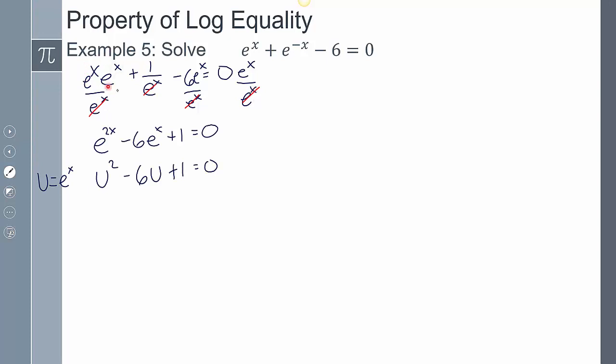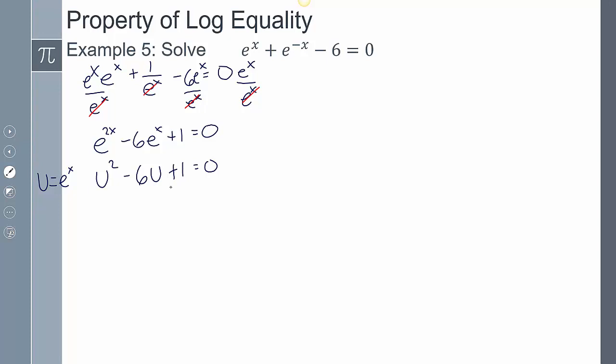And so e to the x times e to the x gives me e to the 2x. Now this is minus 6 e to the x, and then I have my plus 1. And 0 times e to the x is just 0. Now this looks like that quadratic type. This is a square, a non-square, and then a constant. So I can say that u equals e to the x, and I substitute u in there.